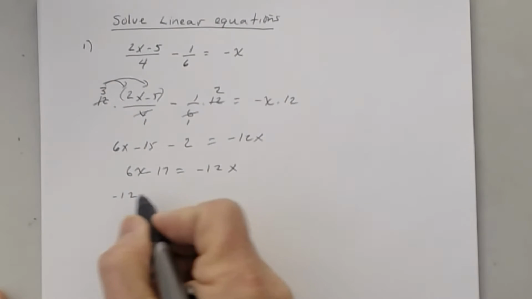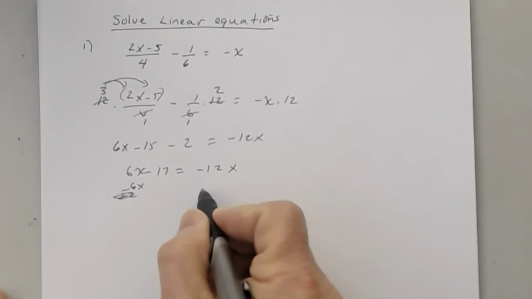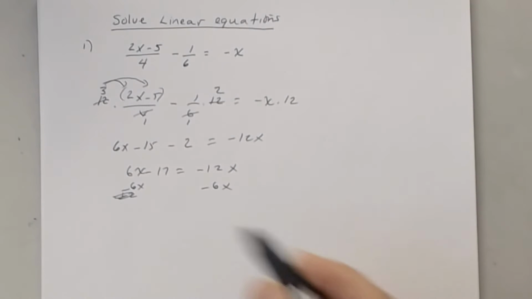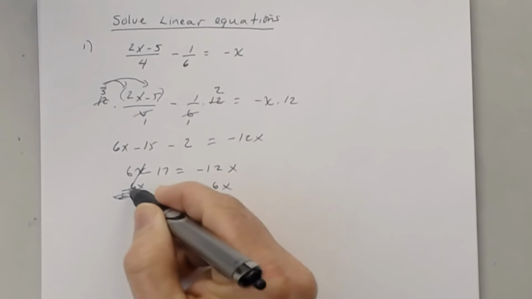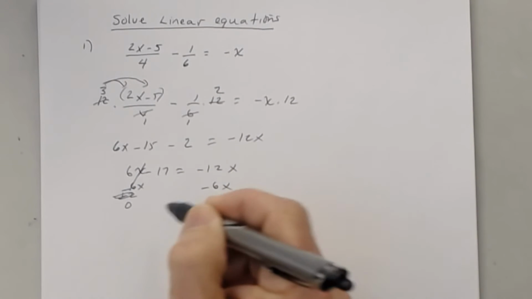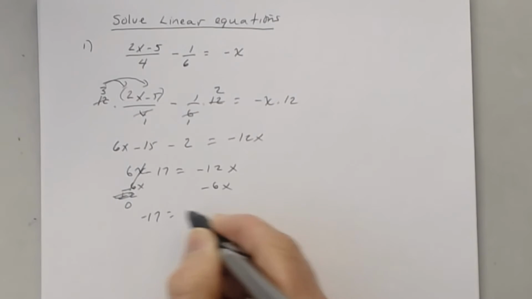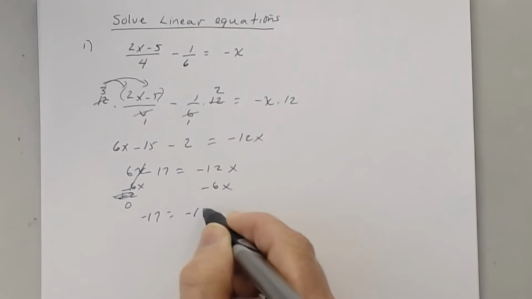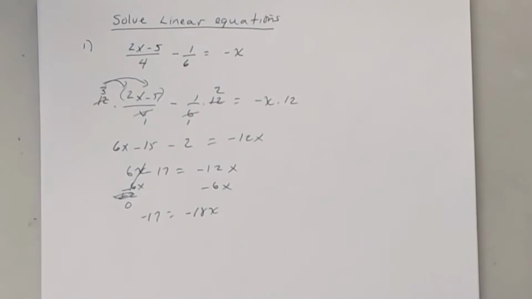So subtract 6x. And so when I combine like terms, 6x minus 6x is 0. What's left over here? Equal negative 18x. Good. A negative 12x and a negative 6x is a negative 18x. One more step when you're done. How to get the variable x by itself? Divide by what? Negative 18.